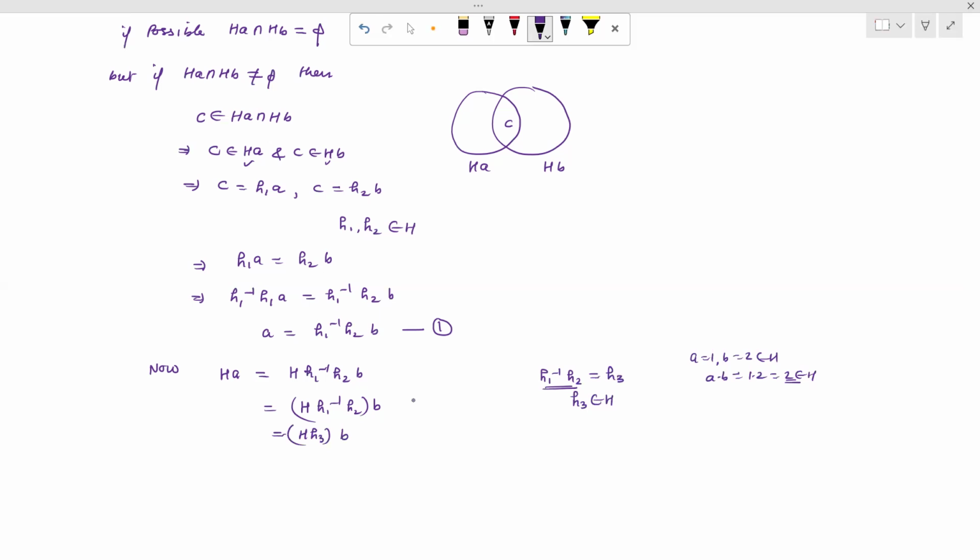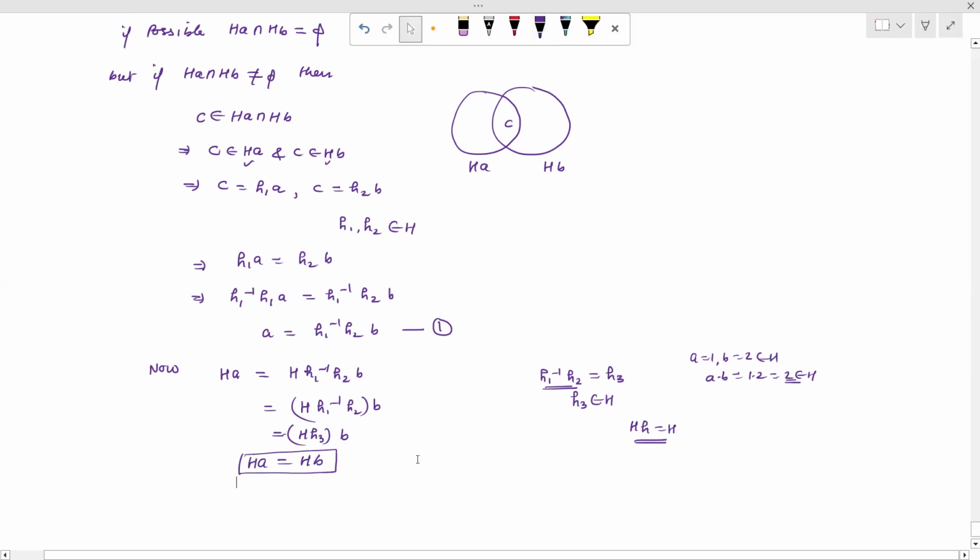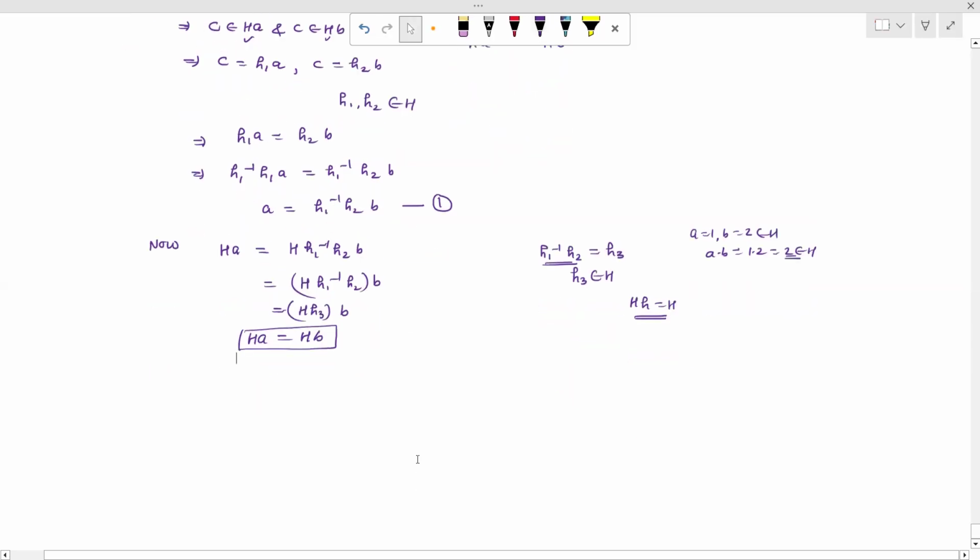We have one theorem related to the right coset of H equal to left coset of H equal to H. So right coset of H equal to H. So this H into H3 we can write as H. So here we get HA equal to HB. So the right coset of A is equal to the right coset of B.